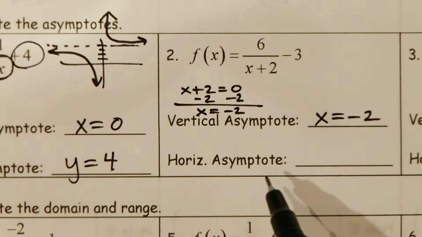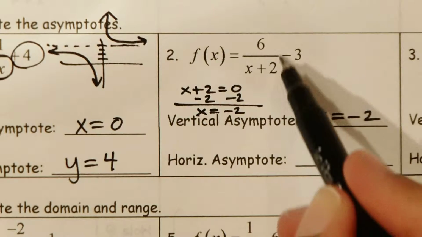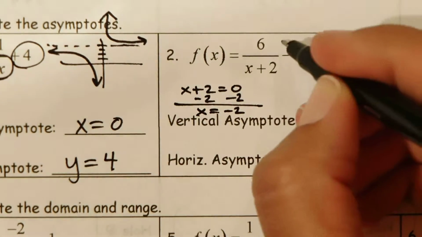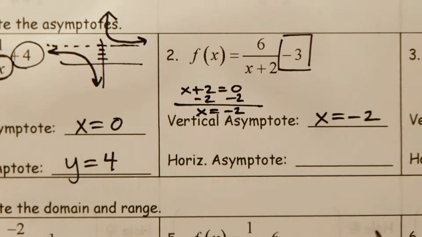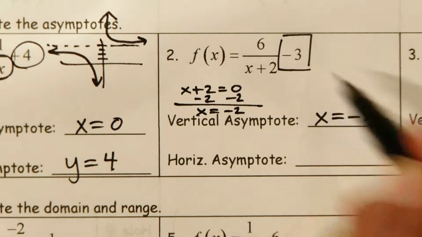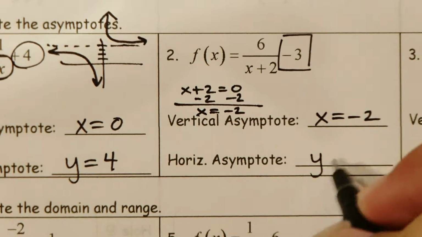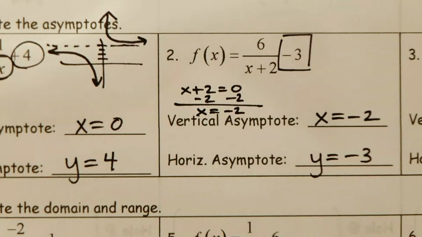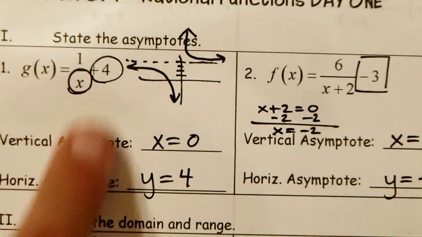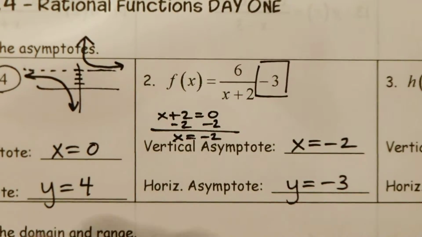Our horizontal asymptote now, this does not affect the horizontal asymptote at all. It's only this portion here, the translation up or down. So this minus 3 is going to take our asymptote down 3, just like the plus 4 in this problem took it up to positive 4. Now we're brought down to negative 3.